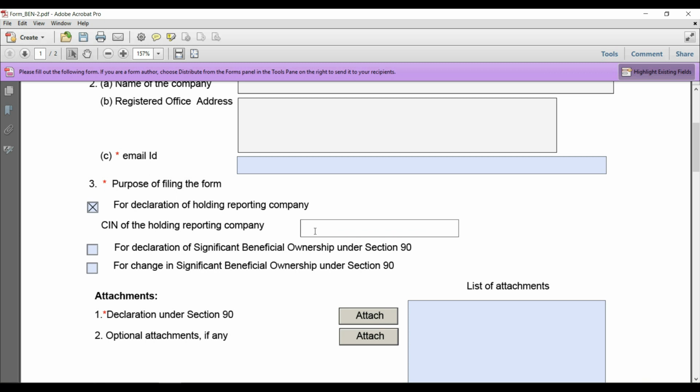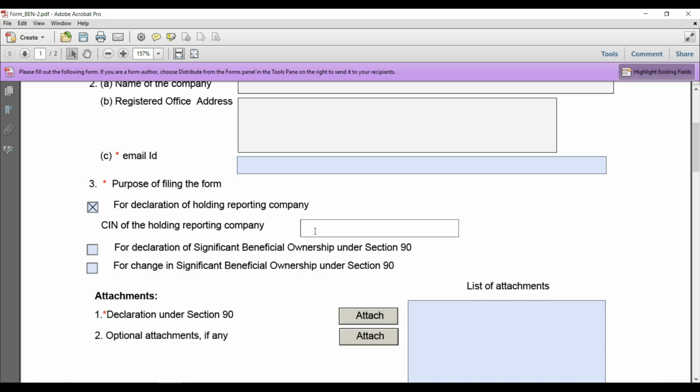which states that the rules are not applicable to the extent of the shares of the reporting company held by the holding reporting company. This is the exemption. So we assume that the significant beneficiary of the holding company is also the significant beneficial owner of the subsidiary company or the shares held by the holding company. Okay. So in the first radio button, we require the company to report the details of such holding company, which shall be mapped through the SIN of such company.